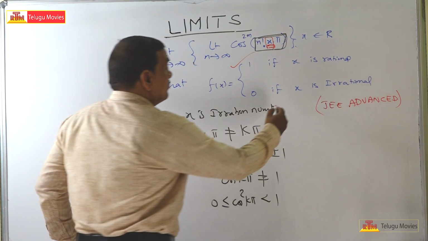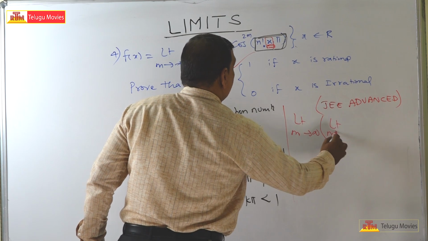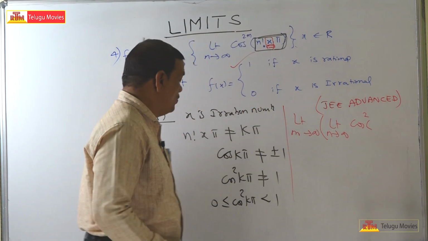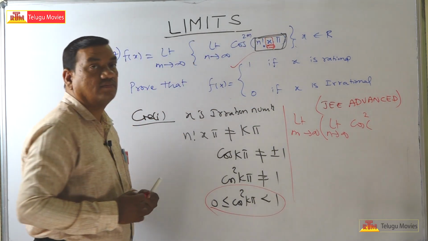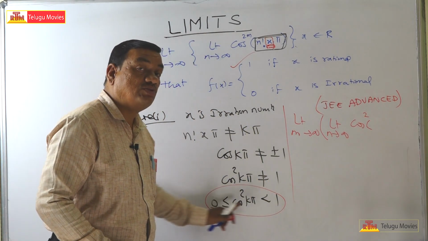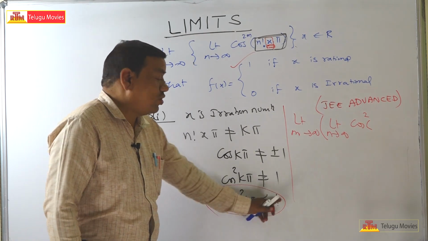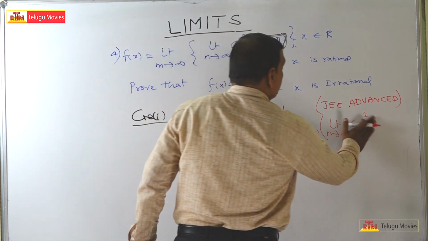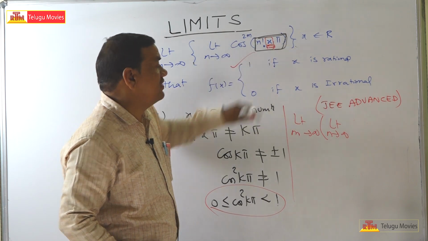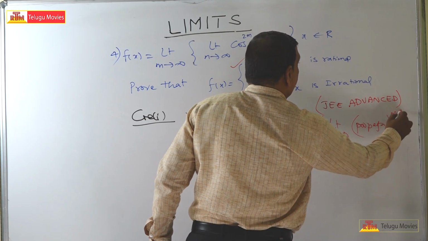Now coming to your problem. Our problem, limit m tends to infinity, limit n tends to infinity, is equal to cos square. This value lies between 0 to 1. The cos square k pi value lies between 0 to 1 means what? It is a proper fraction. That means cos square n factorial into x pi is a proper fraction, proper fraction whole power m.